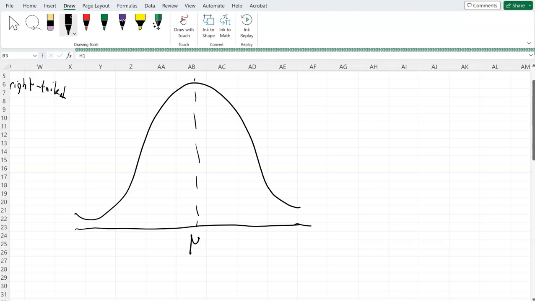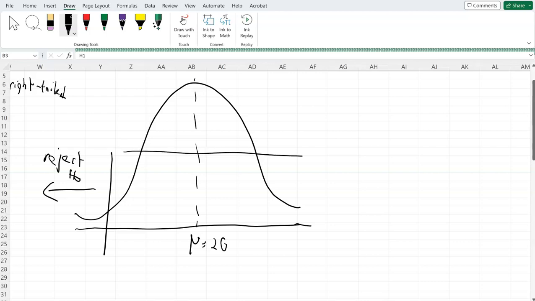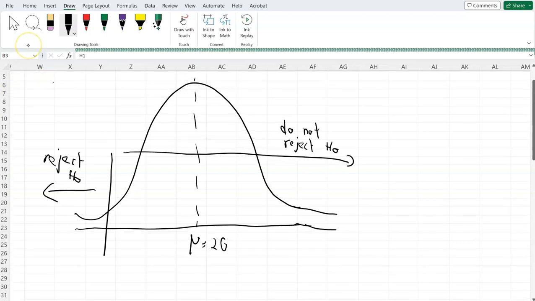So if this is my mean of some number, let's say 20, and I'm doing a left-tailed test, then if any number is on this side, we reject the null. But if any number is anywhere on this side, including the extreme of the right tail, we do not reject. So this is one type of tailed test. This is actually a left-tailed test.